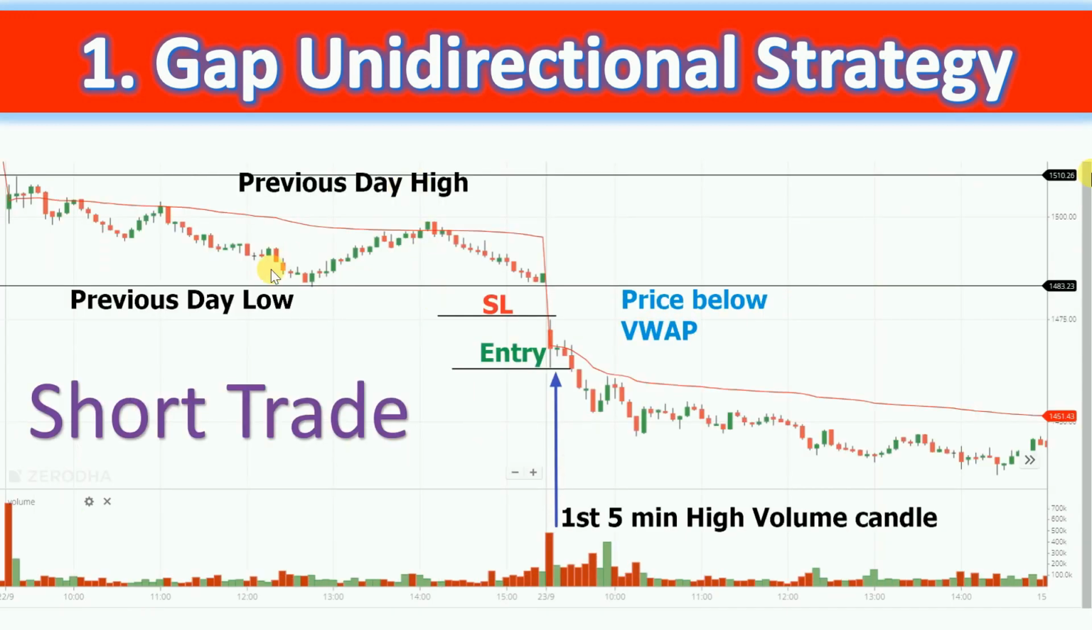So as you can see, prices gap down below the previous day low. This is the range of the previous day high and low. Prices gap down and the first 5-minute candle is there with high volume compared to the previous trading day's last session, and prices also closed below VWAP. So we will take the short entry at the low of this candle and we will put the stop loss at the high of this candle, and we will try to go for 1:3 to 1:5.